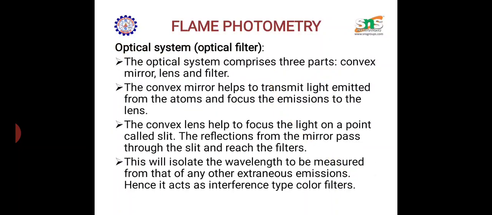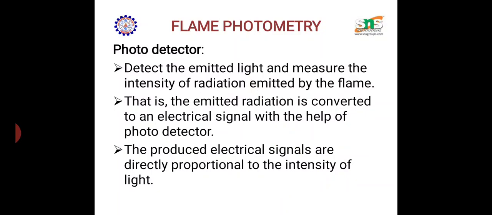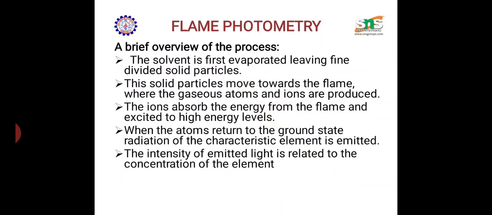Then the optical system. There is a filter, a convex mirror lens filter, which helps to transmit the light and focus it. We have a slit, which isolates the wavelength to be measured. Then the photodetector detects the emitted light and measures the intensity of the radiation of the flame. The emitted radiation is converted to electrical signals by the photodetector. The produced electrical signals are directly proportional to the intensity of light, so it can be measured.